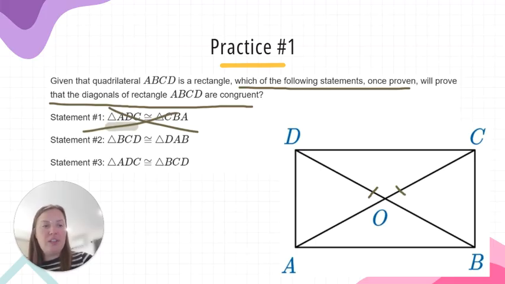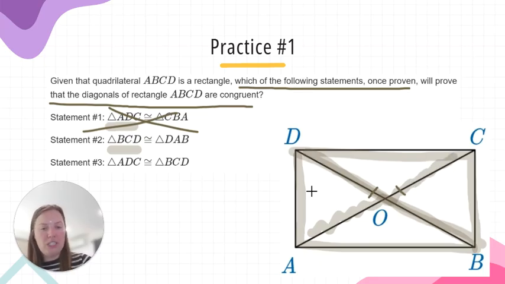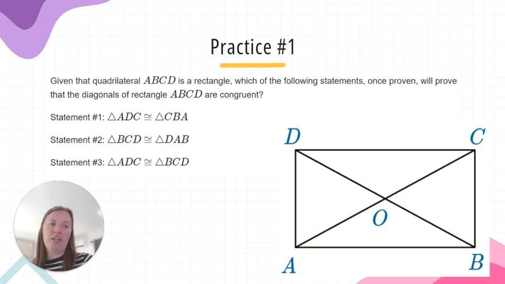Now, the next one that they've given us here is that BCD is congruent to DAB. And we have the exact same problem. This time, we're ignoring this CA diagonal right here. We would be able to show that DB is congruent to DB, but that's it. And that's not what we want. We want to show the diagonals are equal to each other.